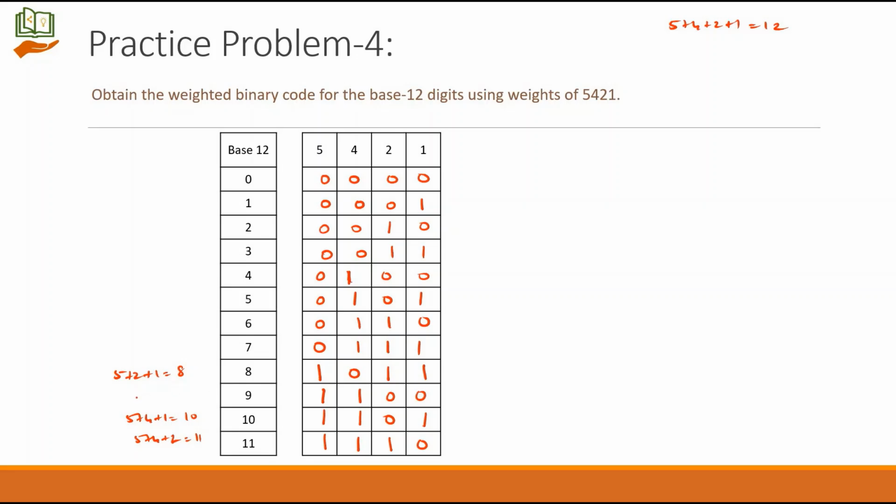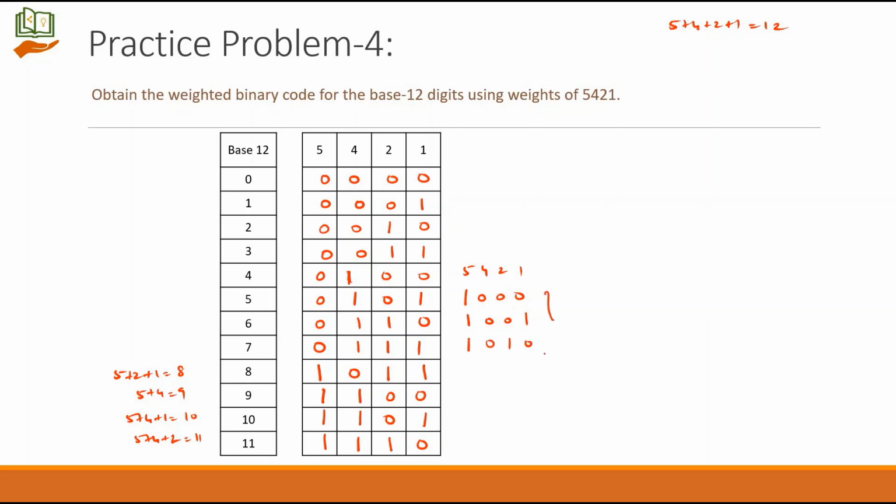So this 9 is 5 plus 4, which is equal to 9. So this is one way of getting the weighted code. There is also another way. I can have 5 here and triple zeros here. So this is 5, 4, 2, 1. For 6 I can have this way. For 7 I can have this way.